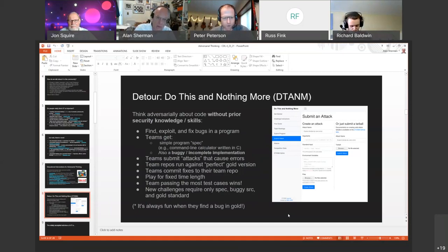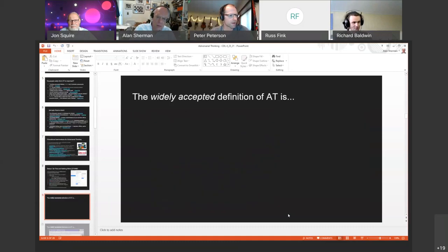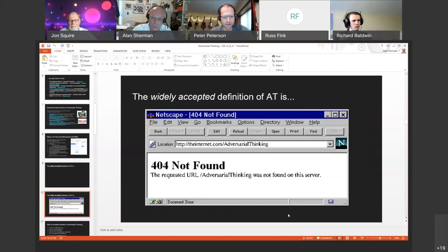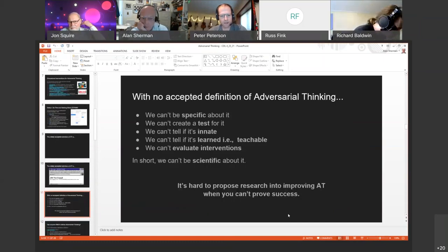Dr. Sherman, if you could go through two slides, because the second one is sort of an animation. So there is no widely accepted definition of AT. It's this thing that everybody thinks is really important. We put a lot of time and effort into talking about and creating exercises for it, but there is no definition. Next slide, please. If we can't be specific about it, then of course we can't test it. We can't answer those questions. Are some people just good at it? Can we teach people, and if we can, how good are various interventions? And so we can't be scientific about it.